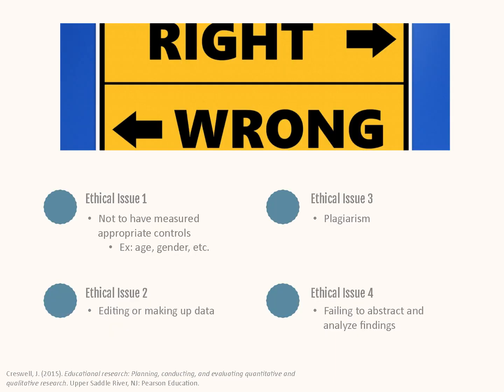There are a few ethical issues associated with correlational designs. The first is not to have measured controls appropriately. For example, not measuring age, gender, or race. The second ethical issue is editing or making up data to sway the results. The third issue is plagiarism. And finally, the fourth issue is failing to properly pull the data and analyze the findings.